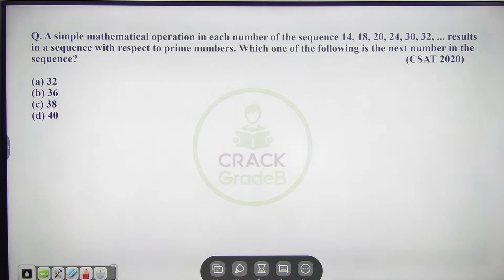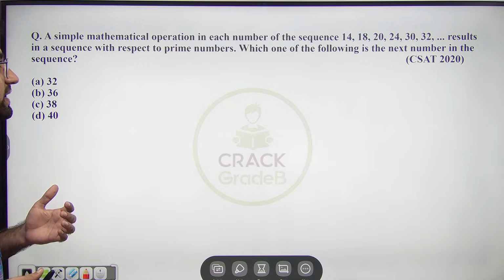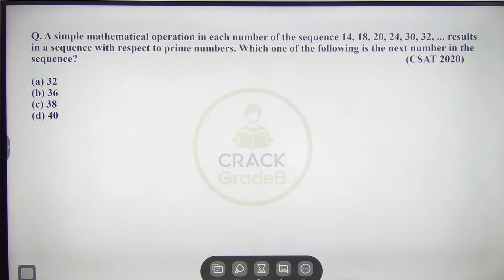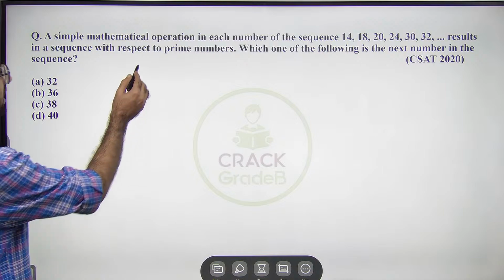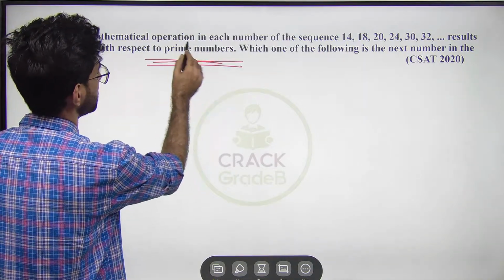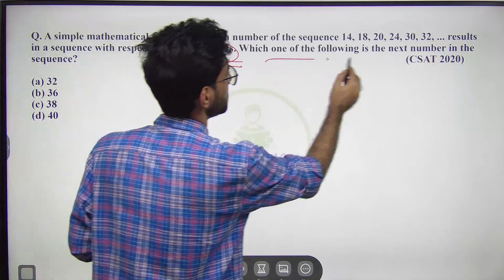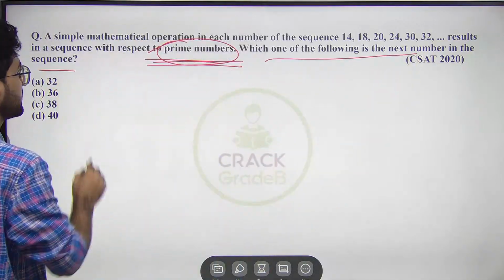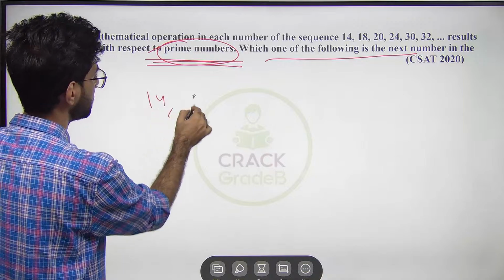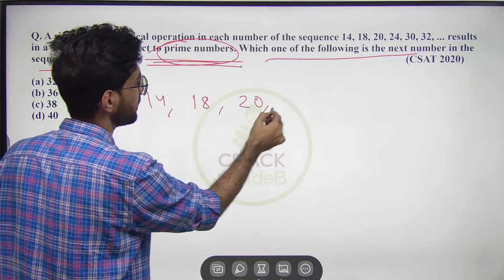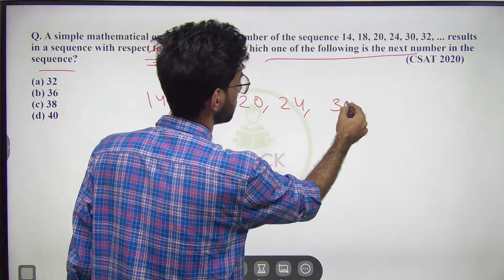Now let us look at the next question. A simple mathematical operation in each number of the sequence 14, 18, 20, 24, 30, 32 results in a sequence with respect to prime numbers. With respect to prime numbers, we will have to focus on prime numbers. Which one of the following is the next number in the sequence? 14, 18, 20, 24, 30, 32.